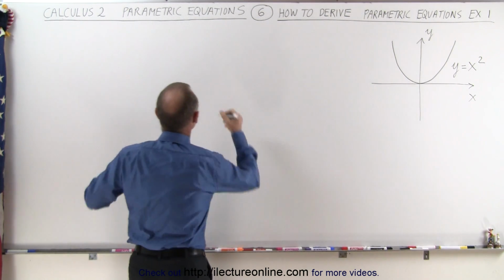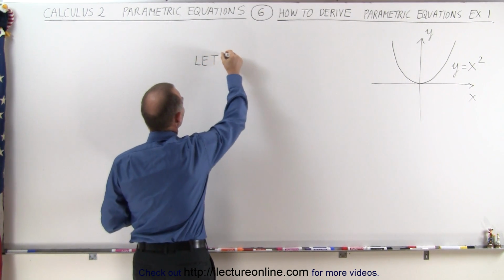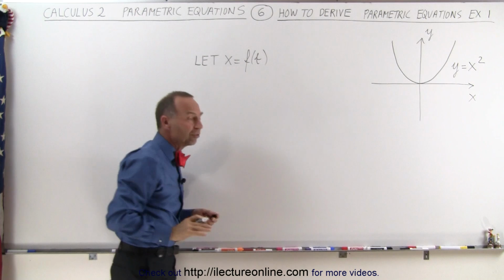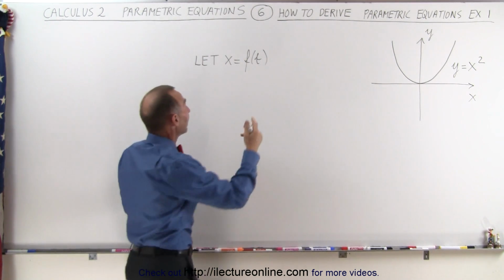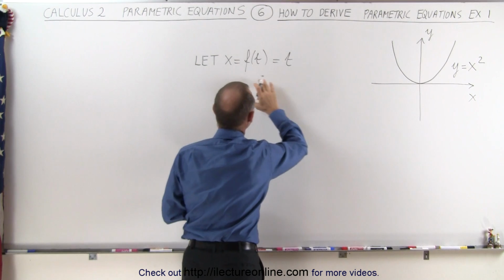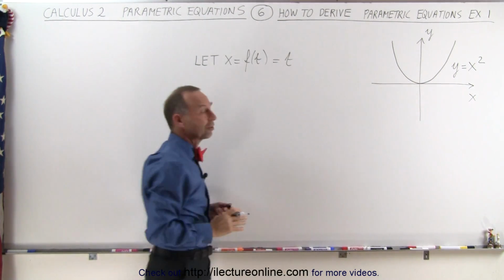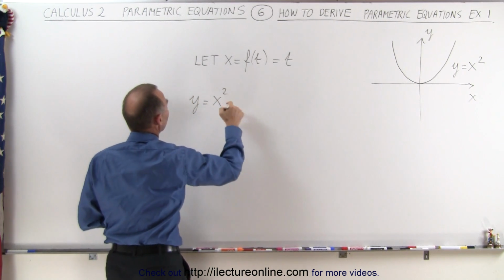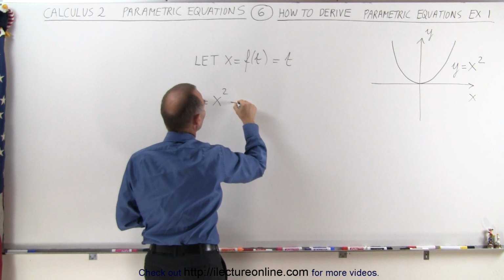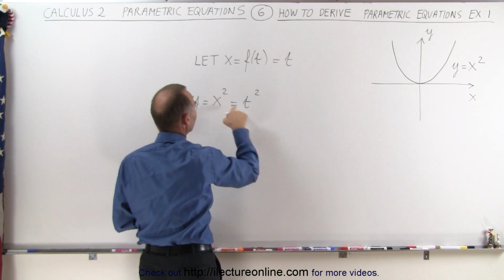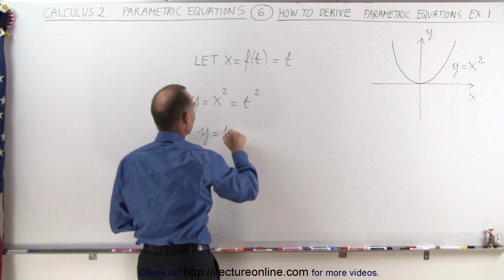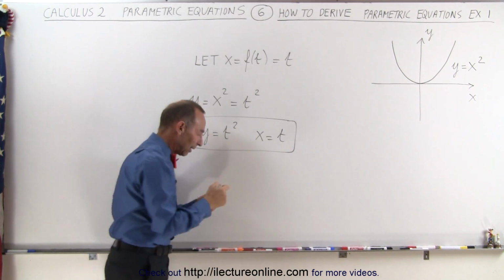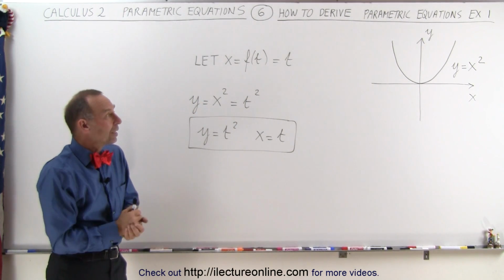Well, you typically start by saying let x equal some function of t, and you want to make that as simple as possible. So in this case, you may want to start with saying let x equal t. And then you plug that into the equation y equals x squared. Now in this case, it's a simple parabola. So since we have y equals x squared, and x is now defined as t, then you write this as t squared. Replace every x by t, so we have y equals t squared and x equals t as being the parametric equations that define the parabola y equals x squared.